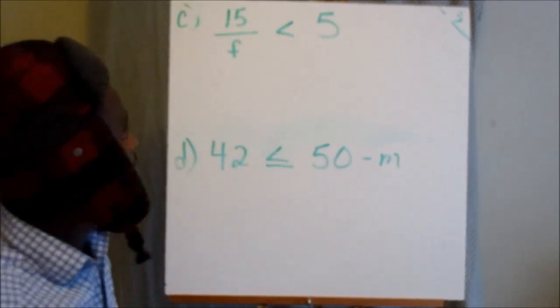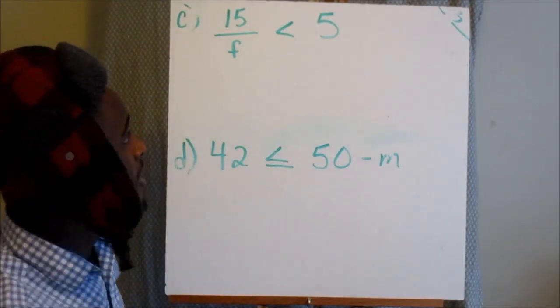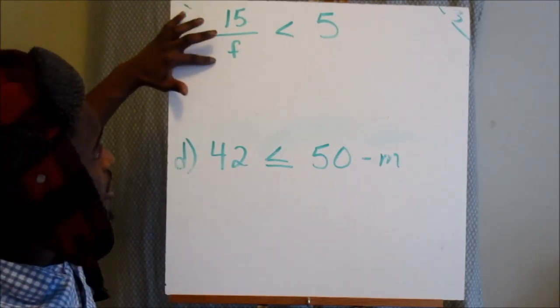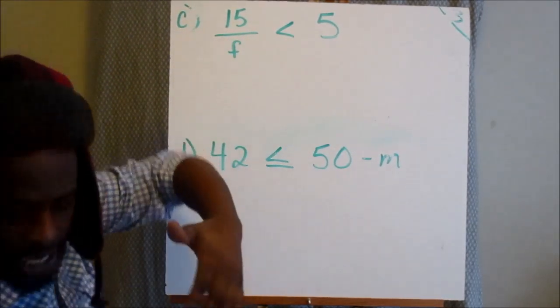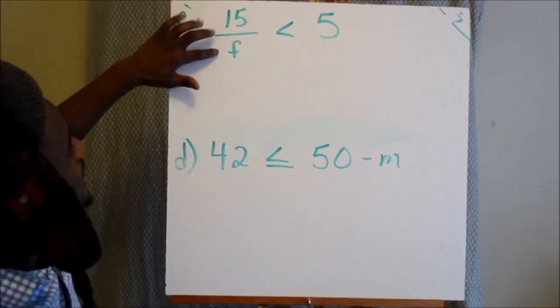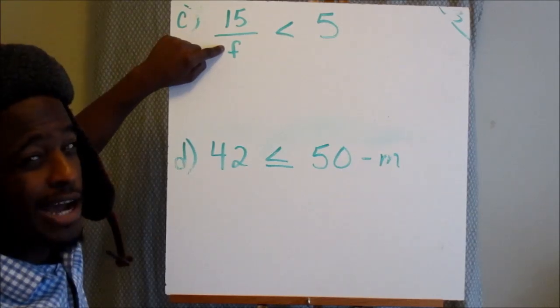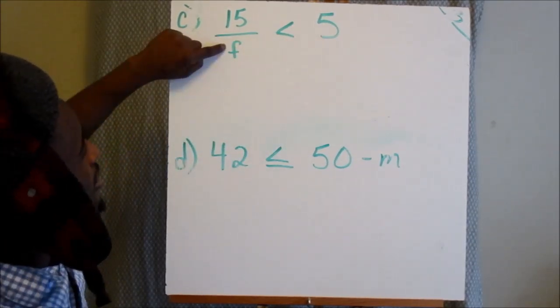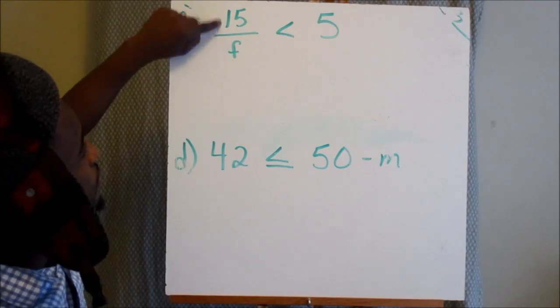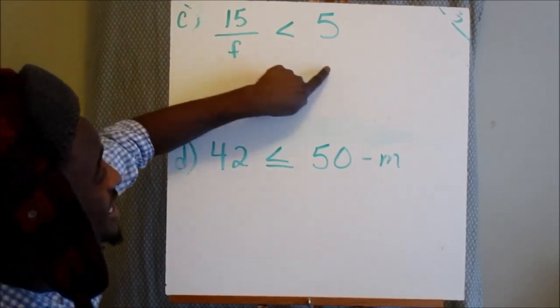Looking at example C, 15 divided by what would get me something less than 5? Well, first, I know that 15 divided by 3 would equal 5, but I don't want to equal 5, I want to be less than 5. So let's say if I put a 2 here, 15 divided by 2 is 7.5. That's not less than 5. So let's say 5. 15 divided by 5 is 3. 3 is less than 5.